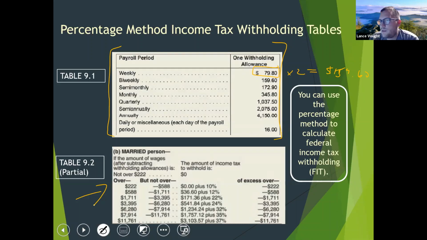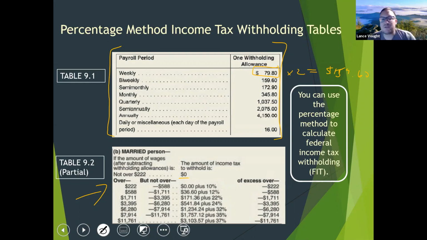And then in addition to that, you still get this $222 that's not taxed either. So if you do 222 times 52, it's really that the standard deduction is about $16,000 for a single person. But anyways, if you make less than $222 a week, after allowances, you still don't pay any tax. But then once you're past that $222, then you follow the marginal tax brackets.